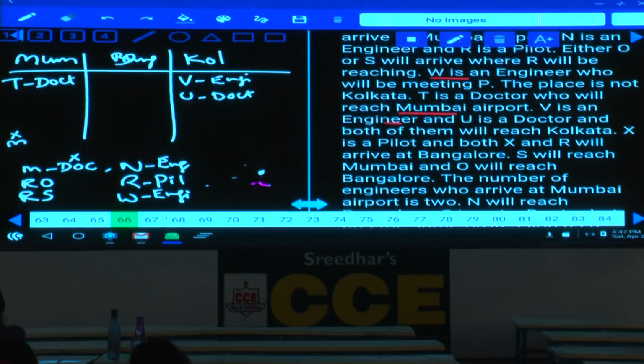And W and P cannot reach Kolkata, hence W and P cannot be here. Then, U is a doctor and reaches Kolkata. X is a pilot, and both X and R will arrive at Bangalore. Now X is a pilot, and who is the other person here? R is again a pilot.